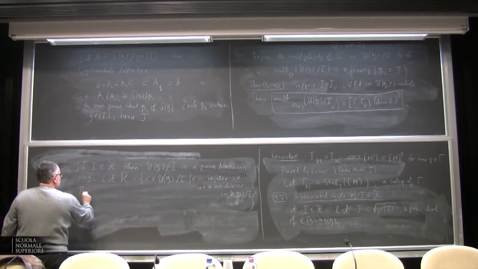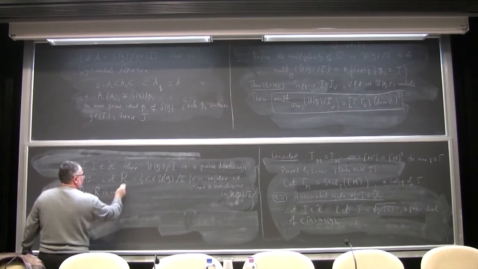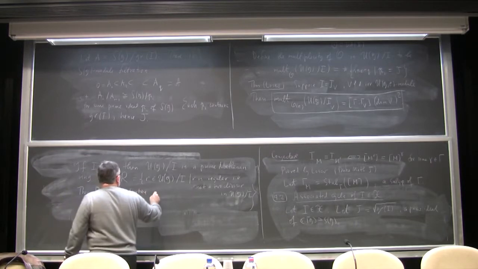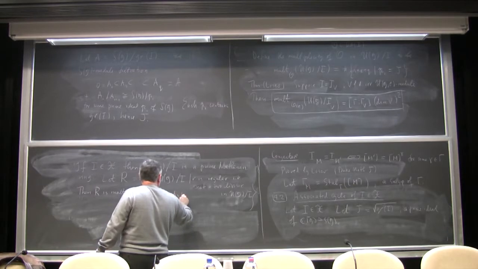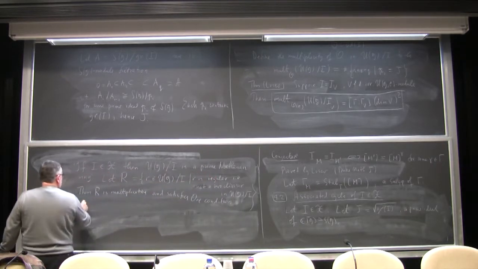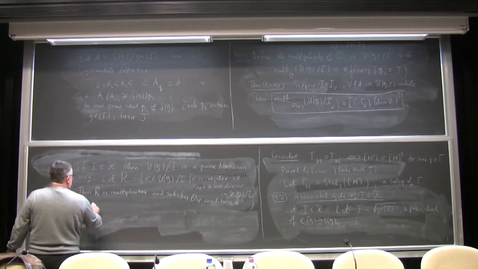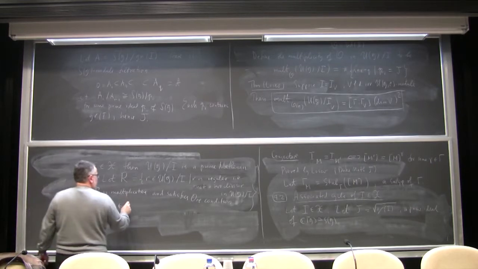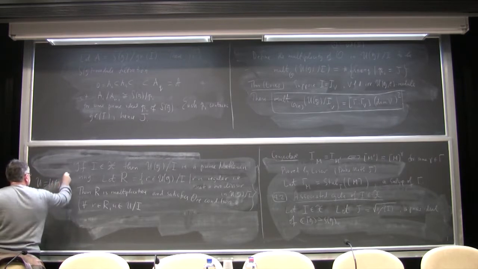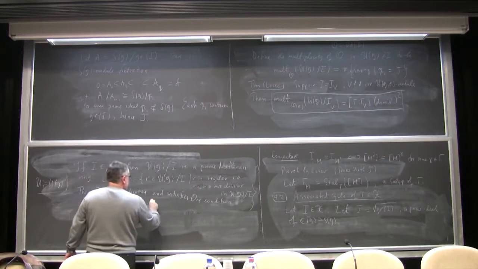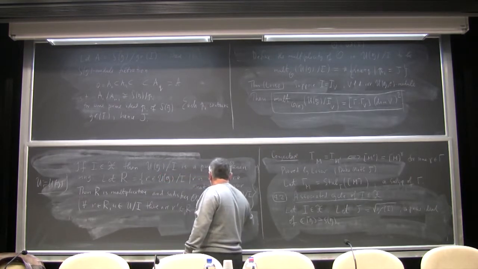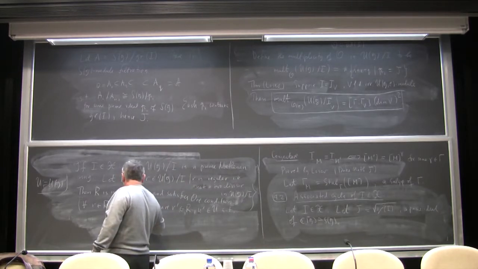So then R is multiplicative. The product of non-zero divisors is again a non-zero divisor. And it satisfies the Ore condition. This means that, the most important thing, for all r in R and u in this quotient, U mod I, let me use this shorthand notation for U of G, there exist r prime in R and u prime in U such that when you multiply r u, it's going to be equal to u prime r prime.